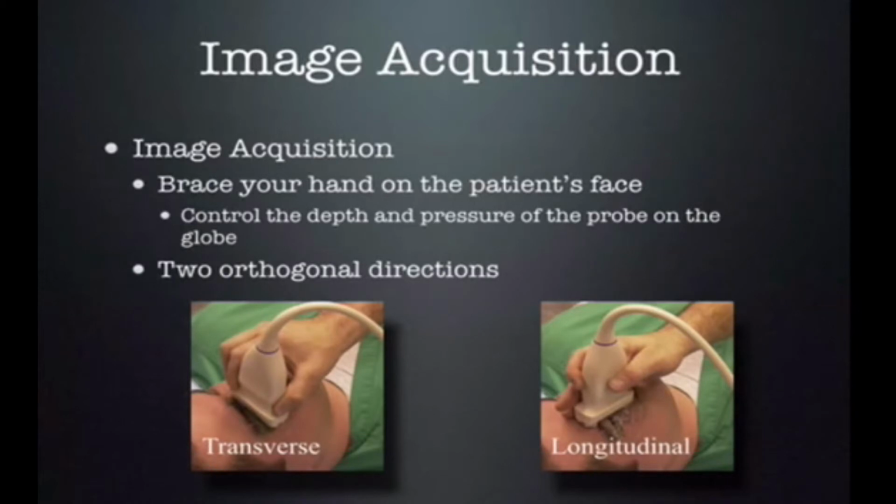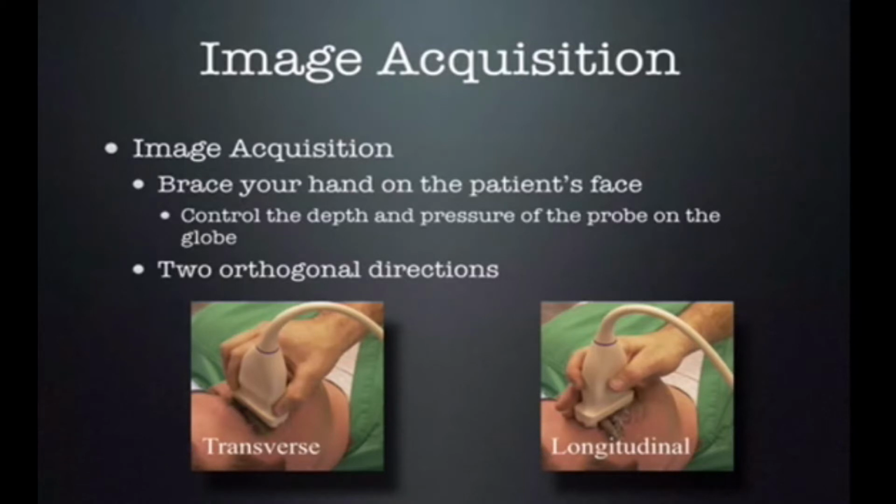Now, you may have a small probe and this may not be very difficult, but if you're using a nearly 4 centimeter probe as we have in the picture, the brow and the cheek limit the ability to touch the eye or get close to the eye with the probe. So transverse is generally the easiest to do.